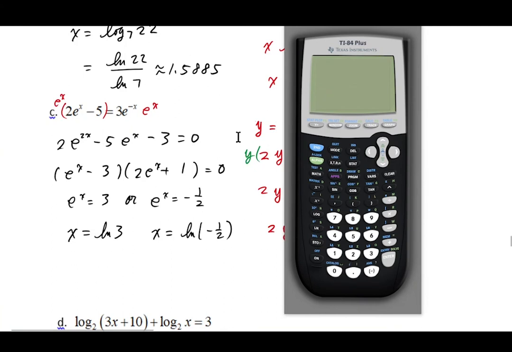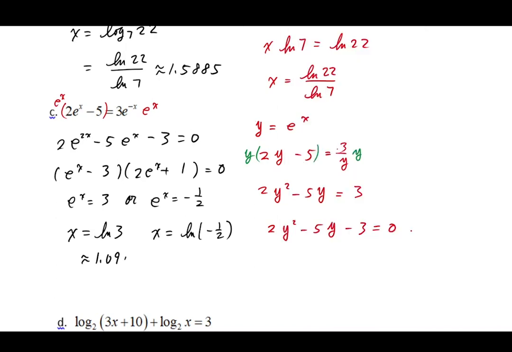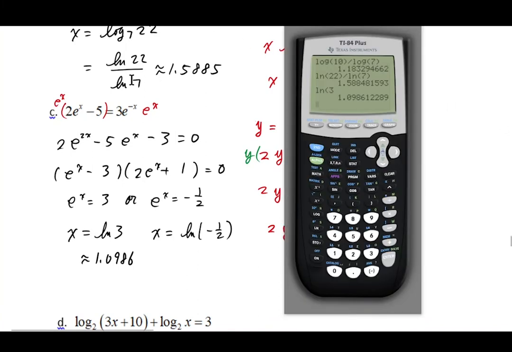Well, let's see here. So what we have is ln 3. That is a nice number, 1.0986. What about the second one? Okay, so we have ln of negative 1/2. What is this, right? This is some kind of complex number. So the reason you're having this is because it's not a real number.